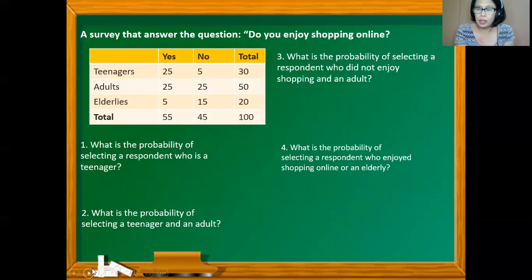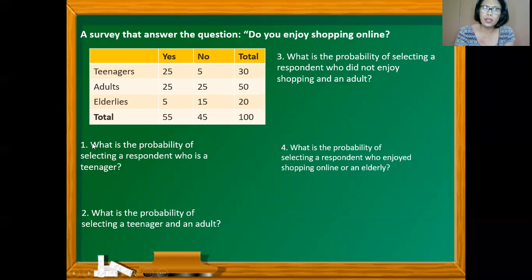Now, we will be dealing with observed data. This is about a survey that answered the question, do you enjoy shopping online? From the contingency table here, we have a total of 100 respondents. Among the respondents, 30 were teenagers, 50 were adults, and 20 were elderlies. Each respondent has to reply yes or no, and among the 100 respondents, 55 replied yes, while 45 replied no. Now, from this data, we're going to calculate probability.